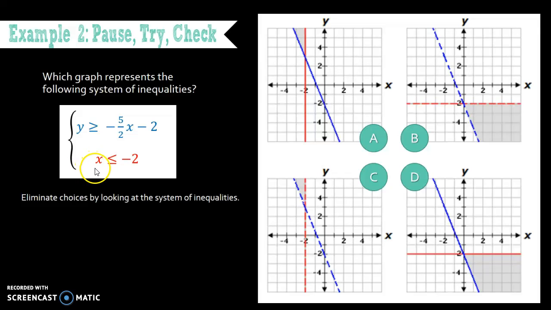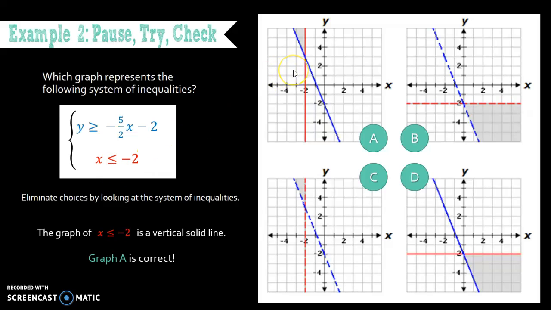x is less than or equal to negative 2 is a fairly simple graph. We know that it's going to be a vertical graph up and down. And we also know that we're going to be shading to the left because I want less than negative 2. So on my number line, I would be picking numbers that are smaller than negative 2. And those would be on the left of negative 2. We have a vertical solid line because of the line underneath the inequality symbol.